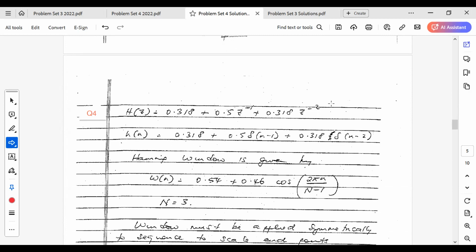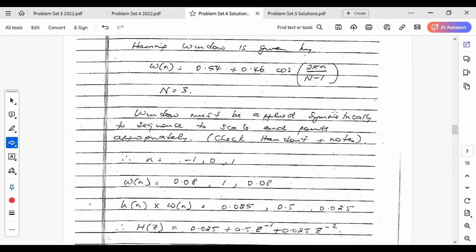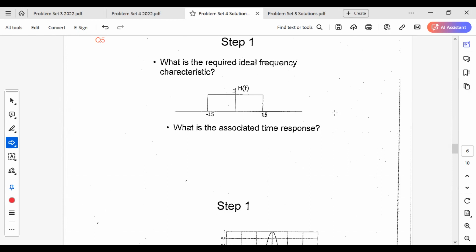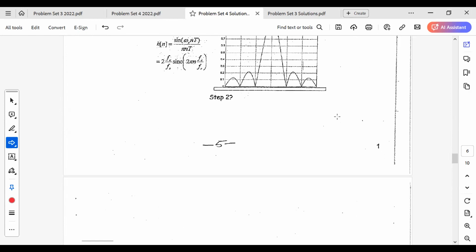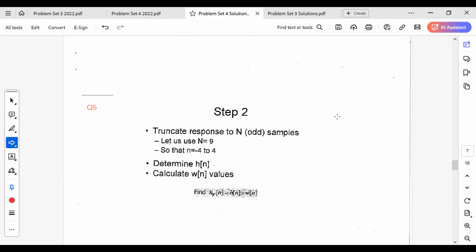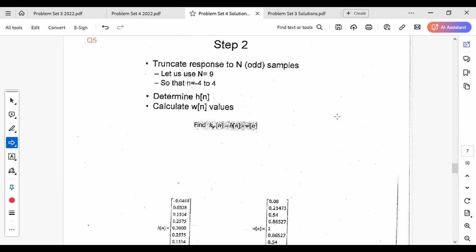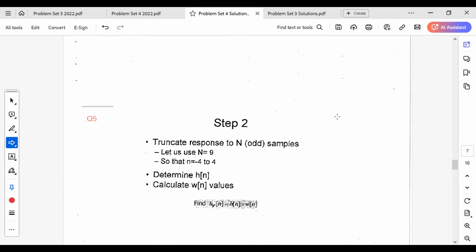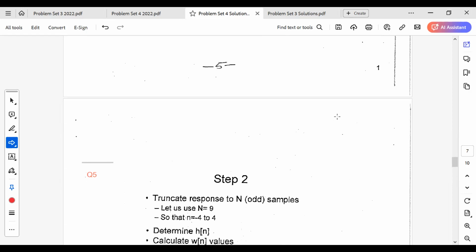Question 4 had to do with the windows-based design using a Hamming window, a rectangular window, and then it asks the question if you were to use a Hamming window. A very simple question here. Question 5 had to do with doing at least an order 10 filter, right? So you take the order, it should be no more than 10, right? So the closest odd order to 10 is 9.